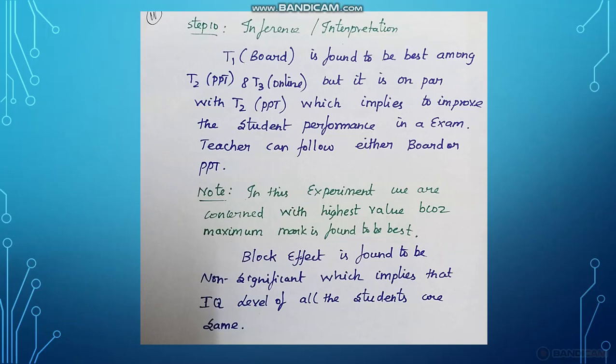Similarly, in the block effect we found that it is non-significant, which implies that the IQ level of all the students is the same. In the RBD we have two factors. The first factor is the mode of teaching. The second factor is the IQ level of students, so the block effect is the IQ level. The block effect is non-significant, which implies that the IQ level of all the students is the same.